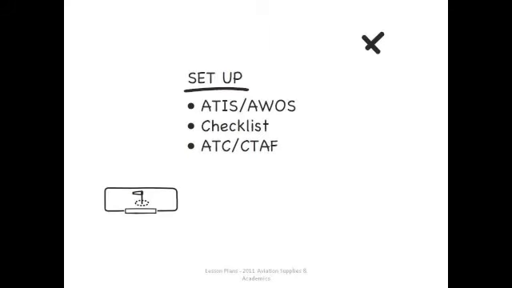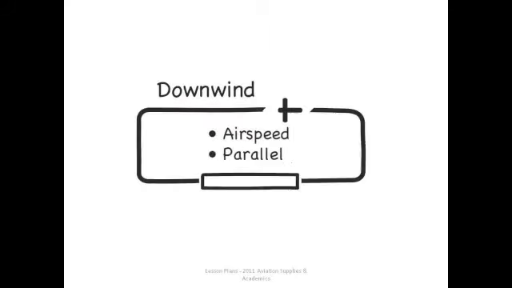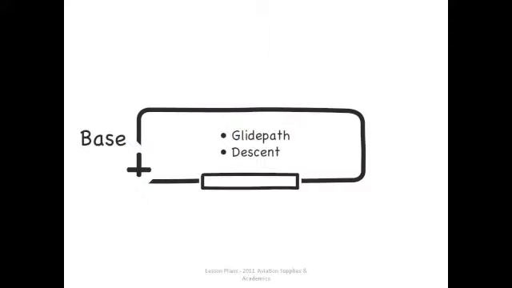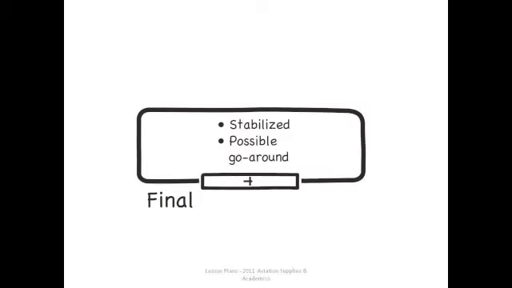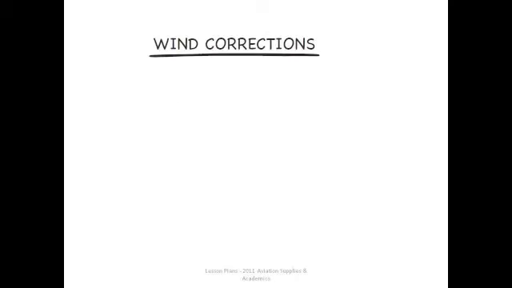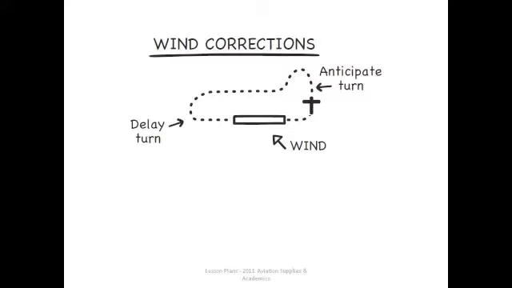Now that we've covered the basic elements that make up the traffic pattern and established our cockpit task lists, let's talk about some of the other factors influencing the maneuver. Wind is a factor that plays a large part in deciding not only the direction of landing, but also the compensations you need to make.